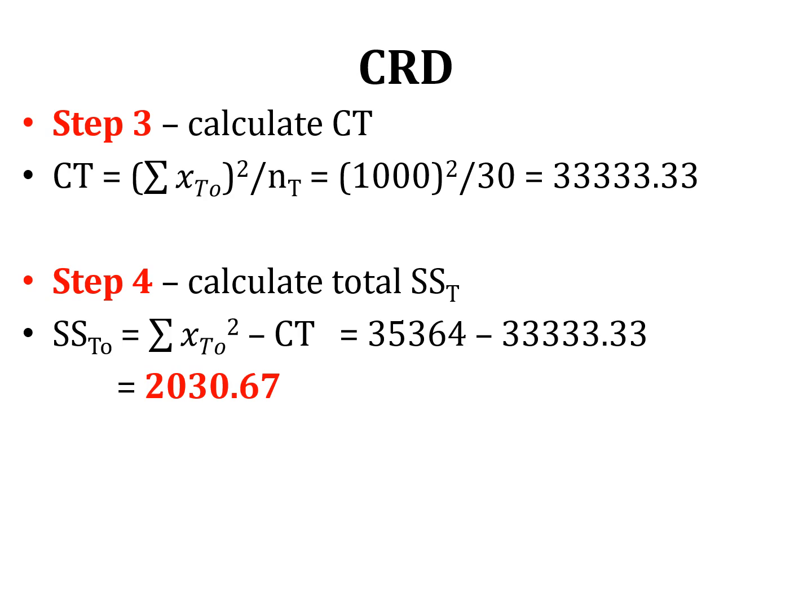And step number 4 is to calculate the total sum of squares, which is the summation of x total squares, minus CT. So this is 35,364 minus 33,333.33, and the answer is 2030.67. So 2030.67 is the total sum of squares.